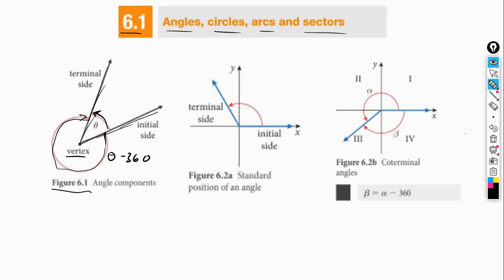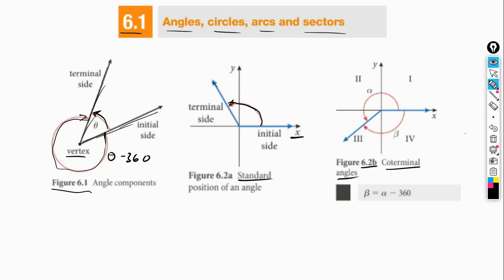In figure 6.2a, we're going to see the standard position of an angle on the Cartesian plane. So notice that the initial side is the positive part of the x-axis, and this is where we start measuring to whatever the terminal side would be. Again, counterclockwise. In figure 6.2b, we have coterminal angles.